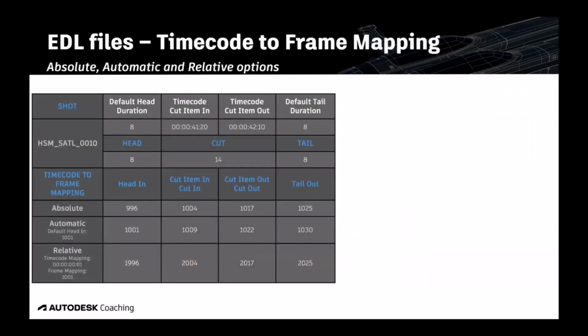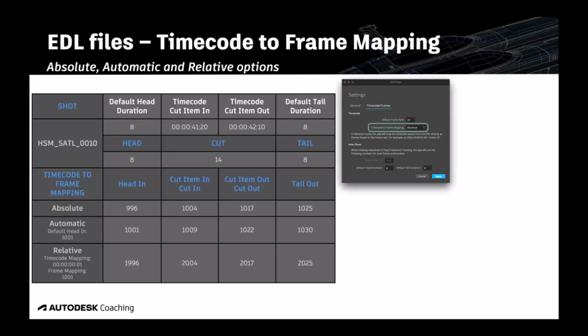In the Import Cut app settings, there are 3 options for timecode to frame mapping. These will drive the automated calculations to auto-populate the cut item in and cut item out fields for each EDL event. If selected, it will also update the shot's head in, cut out, and tail out fields. Let's look at an example with the first shot of our sequence in the chart. For the same EDL timecodes, we will get 3 different sets of frame ranges, depending on the option we choose.